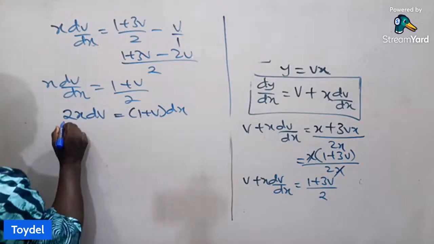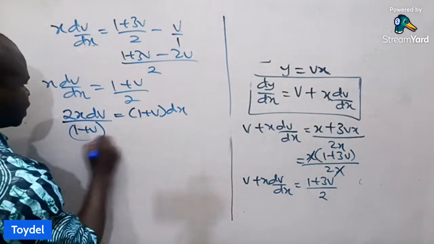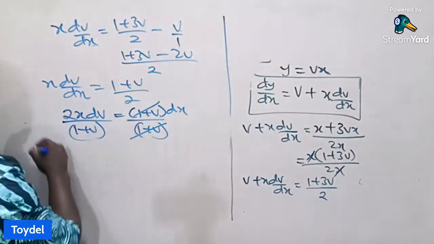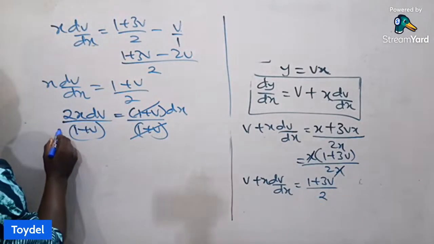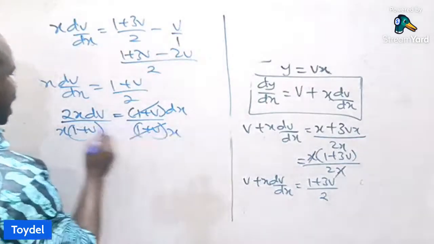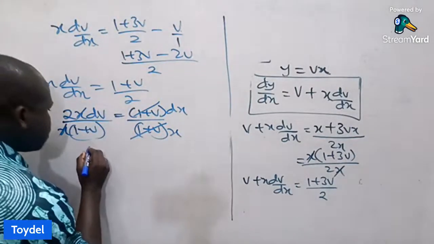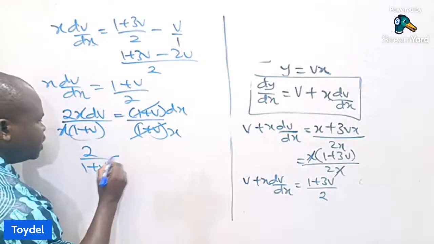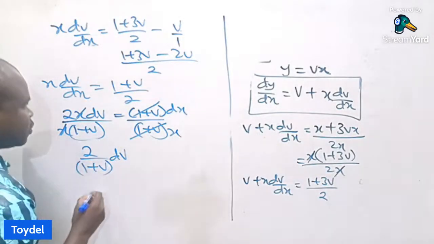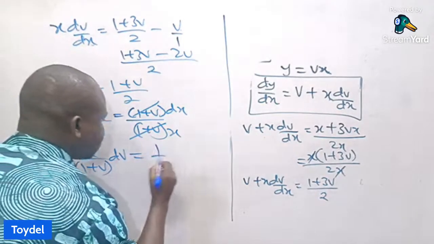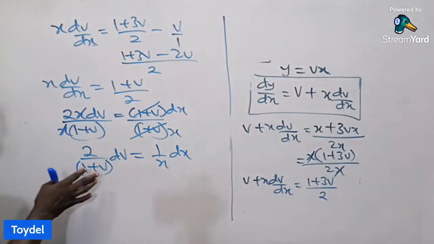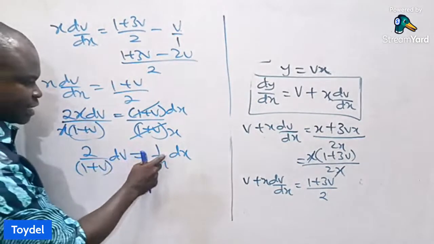Then if I divide both sides by 1 + v, this will cancel this. I can also divide through by x, so at the end of the day x will take care of x. What I'm going to get finally will be 2/(1 + v) dv. Then at this side, I'm going to get 1/x dx. So at this point, we have been able to separate everything: v to dv, then x to dx.